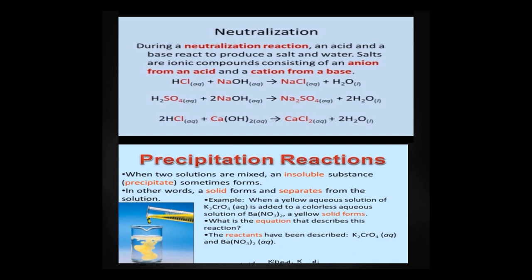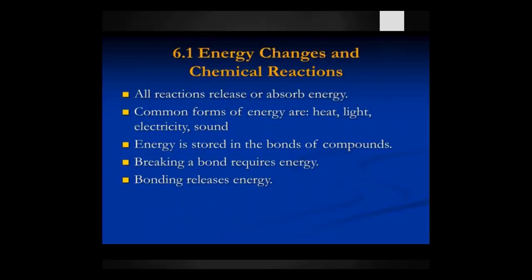Then precipitation reaction: when two solutions are mixed, an insoluble substance, a precipitate, sometimes forms. This kind of reaction in which a precipitate forms whenever two compounds are reacted is called a precipitation reaction. A solid forms, in other words, a solid forms and separates from the solution. Example, as you can see in the diagram, whenever a yellow aqueous solution of K2CrO4 is added to a colorless aqueous solution of Ba(NO3)2, a yellow solid forms. So this kind of reaction is called a precipitation reaction.